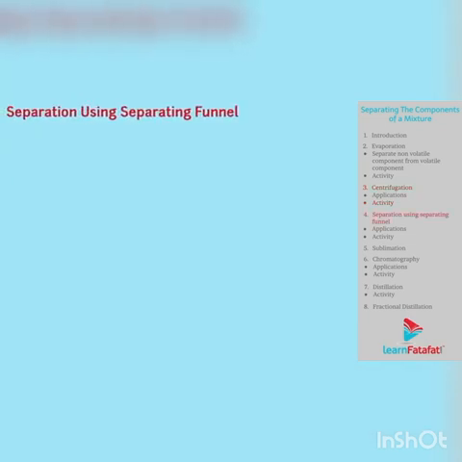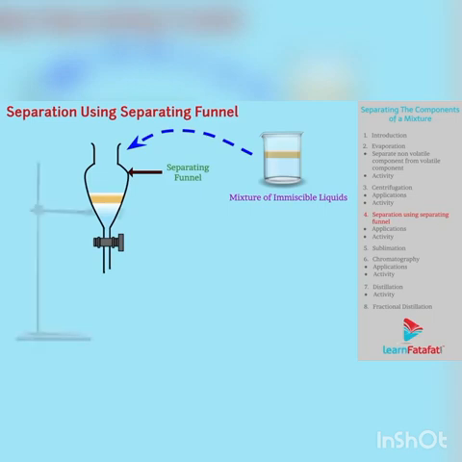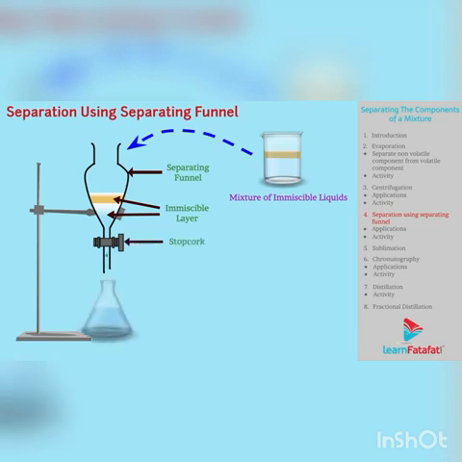Separation using separating funnel. This technique is mainly used in case of a mixture of immiscible liquids. This mixture is poured in a separating funnel and is allowed to stand still. Immiscible layers of liquids are visible, which can be easily separated by opening the stop cork. Applications. Let us now have a look at an activity.